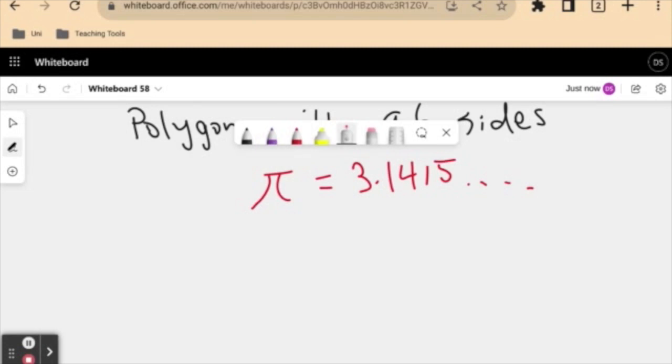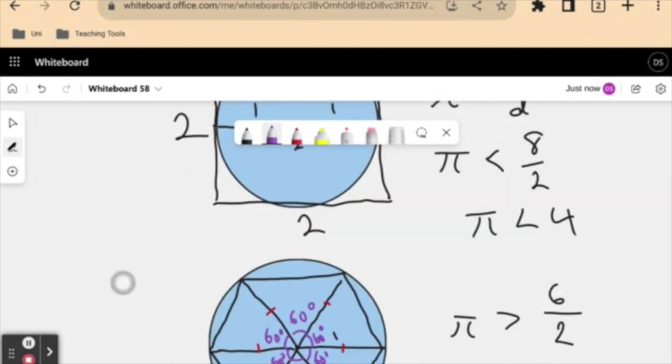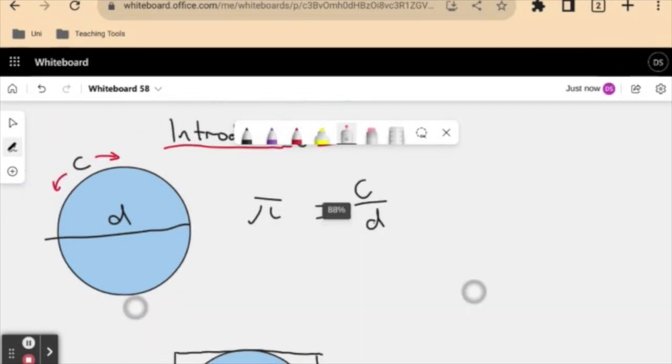Now that we know this value for pi, to find the circumference of our circle, C, we just get that by multiplying pi, this irrational value that we found, by the diameter. And we could have also gotten this from just rearranging our equation. If pi equals the circumference divided by the diameter, because this is a ratio, then we can express the circumference as a product of pi and the diameter.